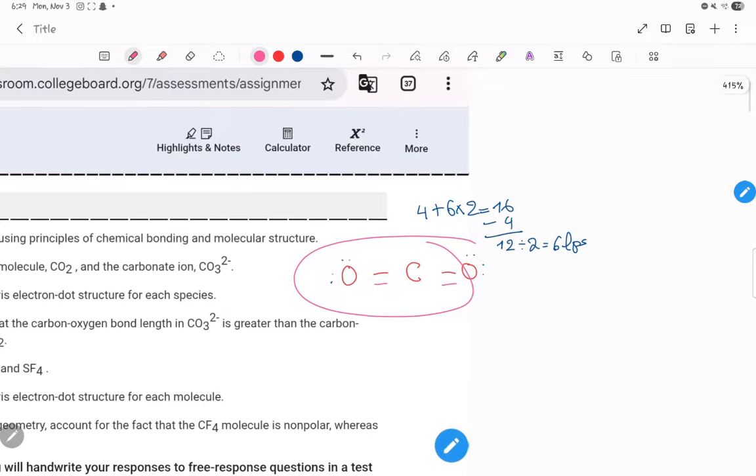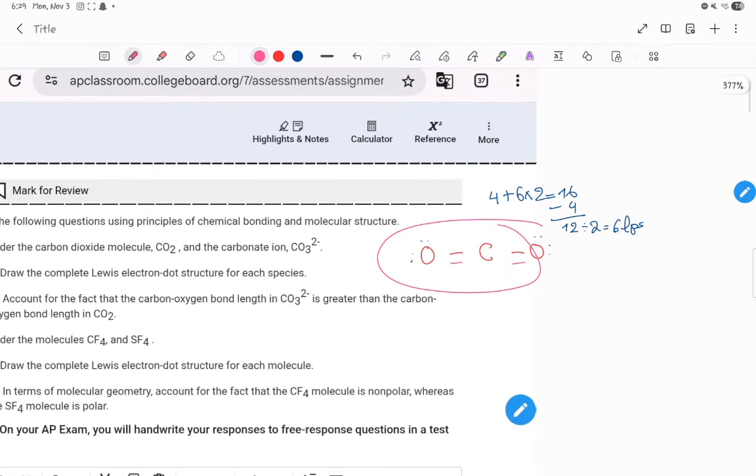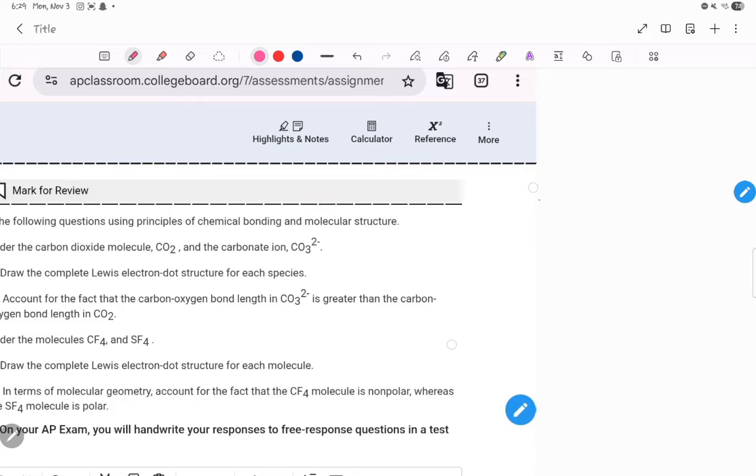Now for carbonate, okay, yeah, I think I'm gonna erase, so please save this, write it in the copybook. This is the Lewis structure of CO2.